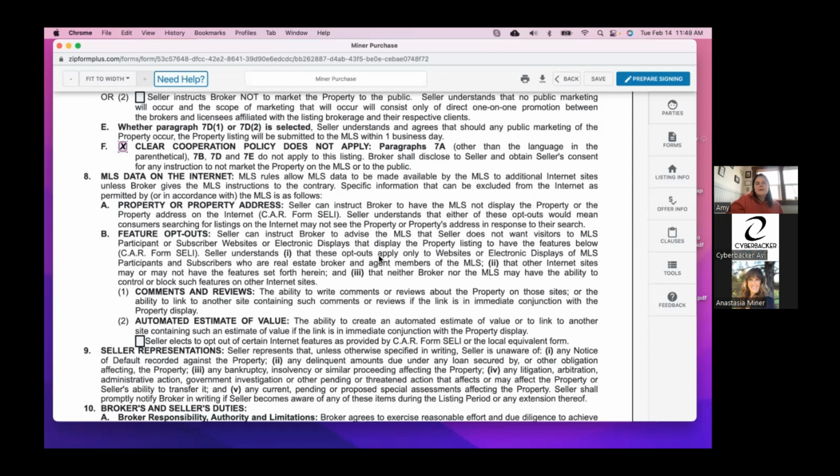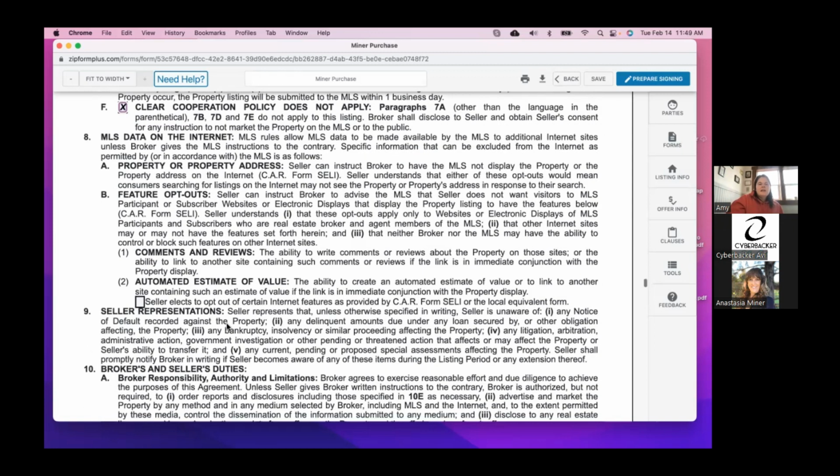Seller understands that these opt-outs may apply only to websites or electronic displays of MLS participants and subscribers who are real estate broker and agent members of the MLS, that other internet sites may or may not have features set forth herein, and that neither broker nor the MLS have the ability to control or block such features on other internet sites. Okay, you'd have to look at that form and see what's on there. Oh, here's the option. Comments and reviews: the ability to write comments or reviews about the property on those sites, or the ability to link another site containing such comments or reviews if the link is in immediate conjunction with the property display.